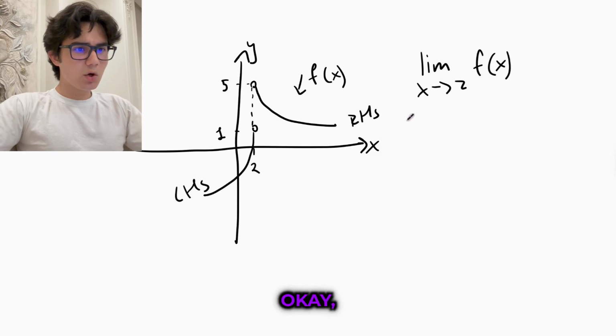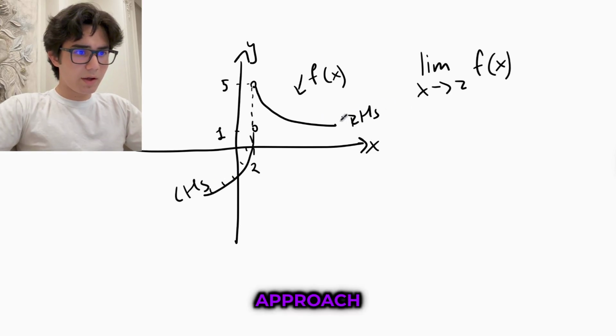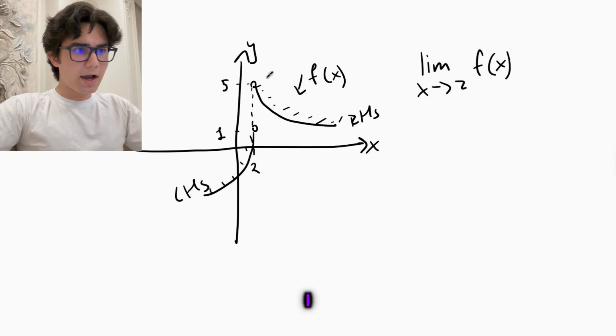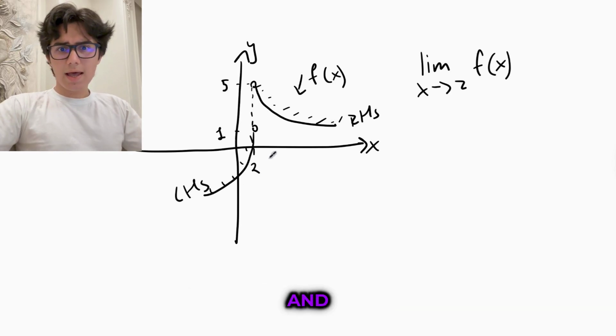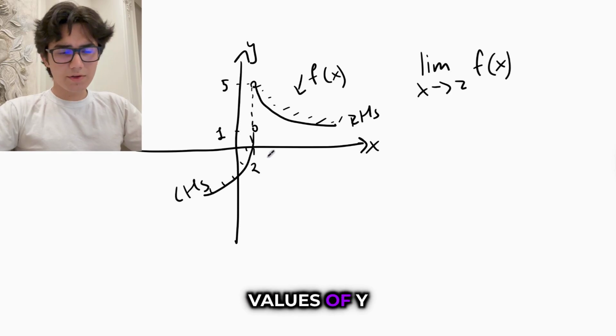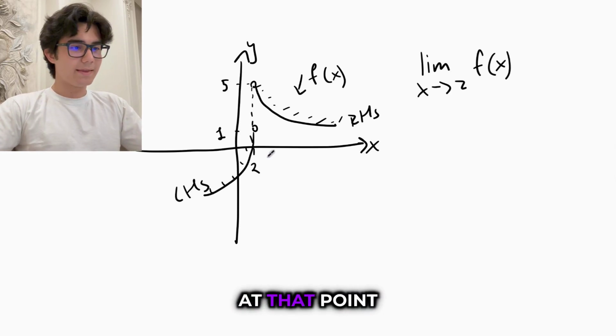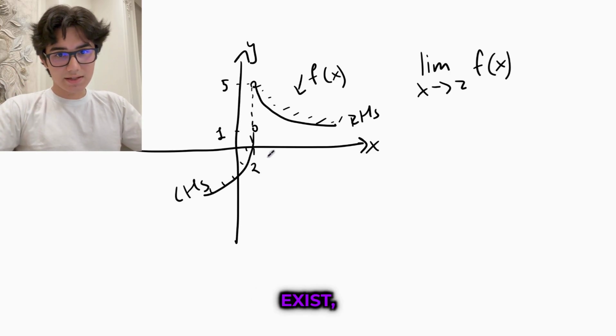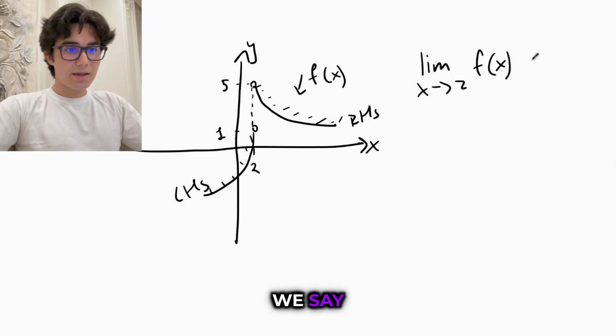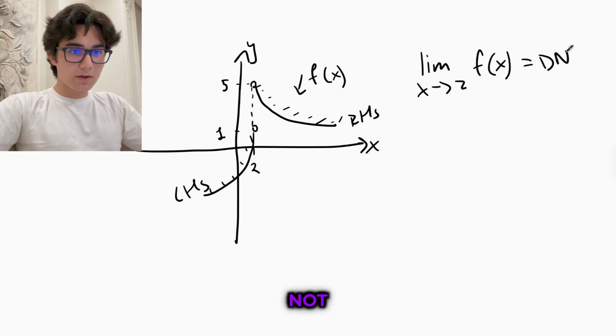And then you're going to see that when I approach from the left-hand side and when I approach from the right-hand side, I approach different values of y at the same x equals 2. And so when you approach different values of y at the same x, this means that the limit of that function at that point x does not exist. And so this, we say, does not exist.